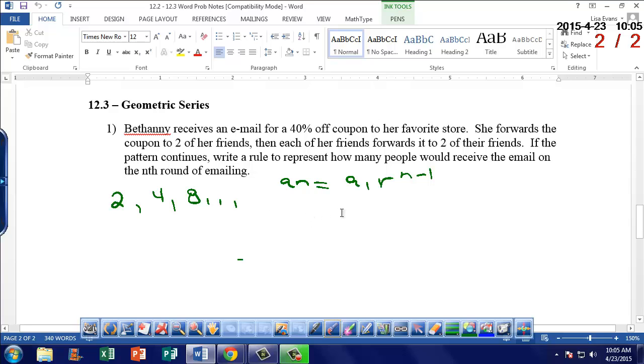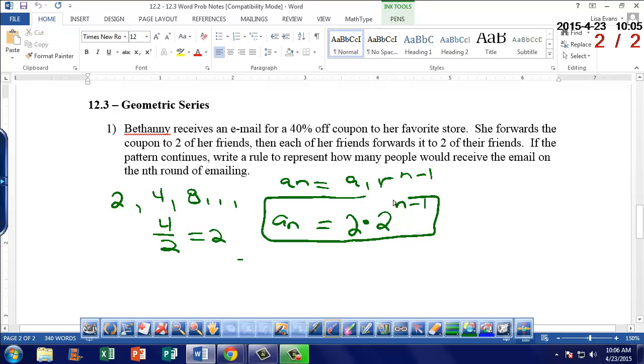So what's happening is you're given the A sub 1. Okay, 2 people are going to receive that coupon. The ratio is going to be 2. And we leave the n minus 1 alone. This is it. Okay, that one's not so bad.